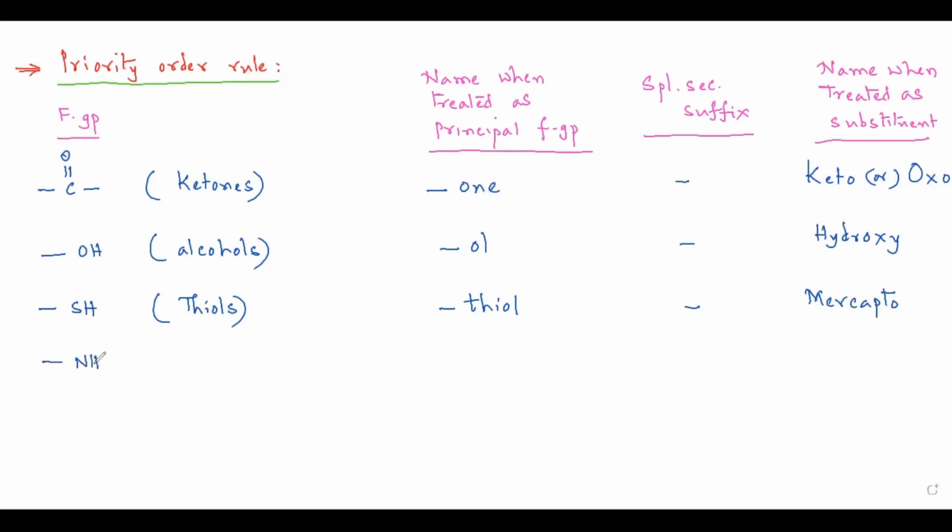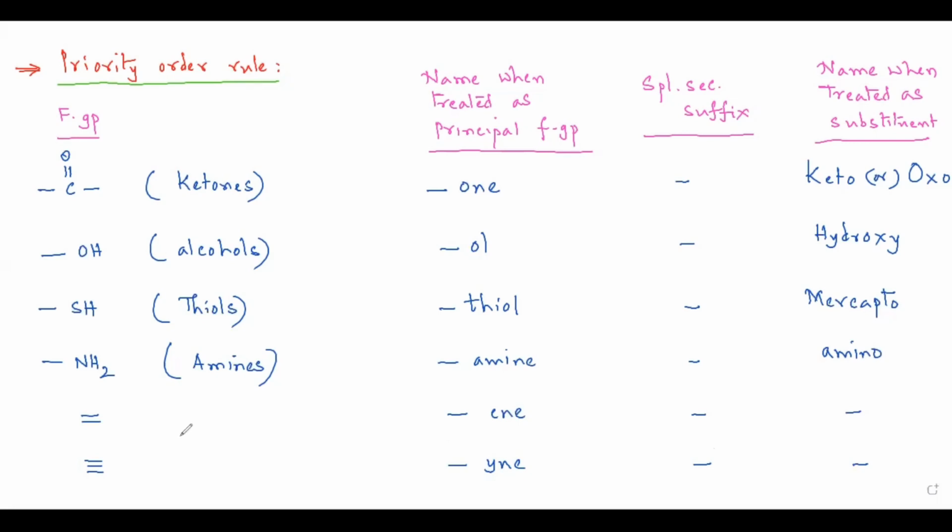And then amines. Amine when treated as principal. Amino when treated as substituent. After this, of course, we get a double bond for which it is ene. Then, of course, a triple bond for which it is yne. I've already given examples for double bonded compounds and triple bonded compounds.